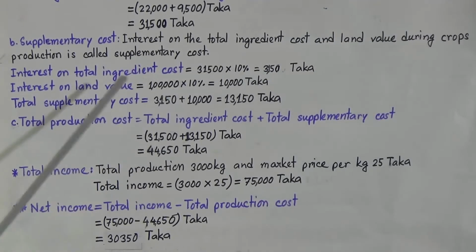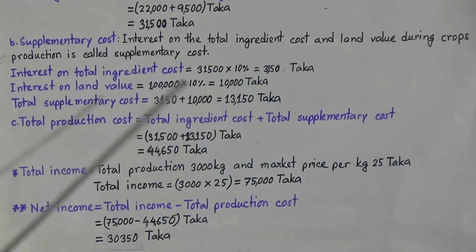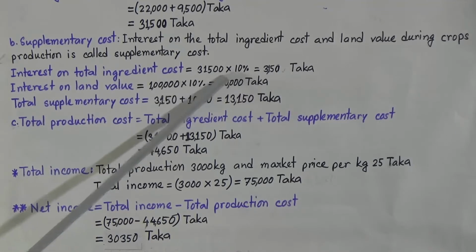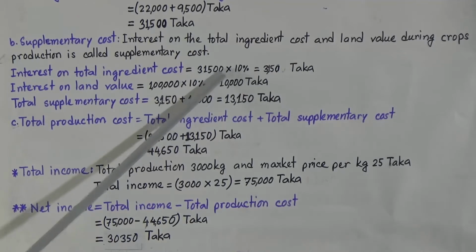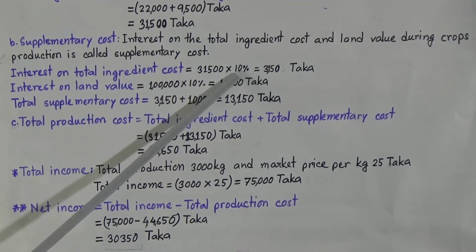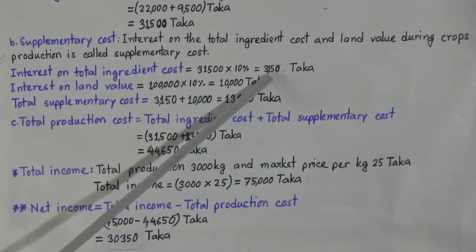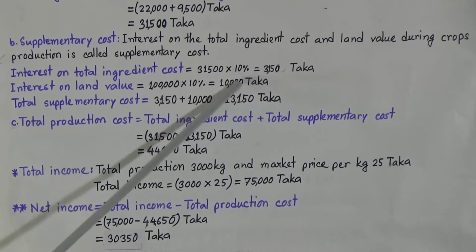So interest on the total ingredient cost and land value during crop production is called supplementary cost. So if you think that the interest on the total ingredients and the land value is 10%, what will we get? Interest on total ingredient cost, now look, 31,500 into 10%. So we will find 3,150 taka.